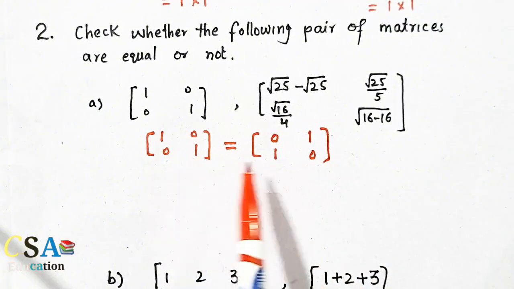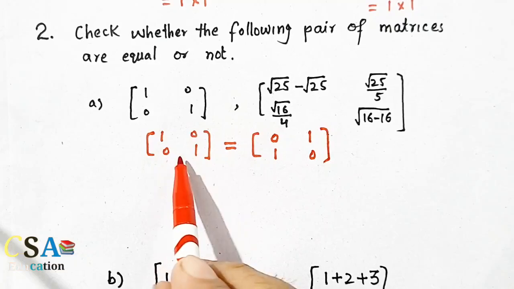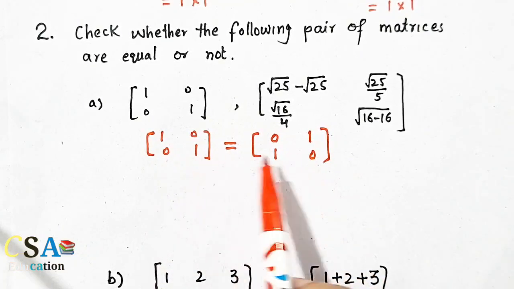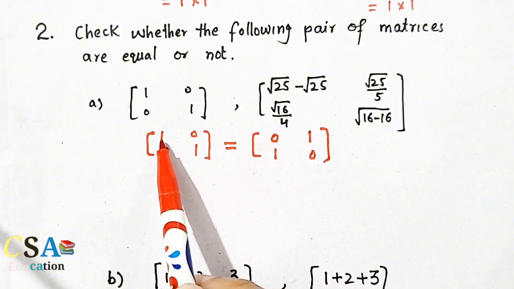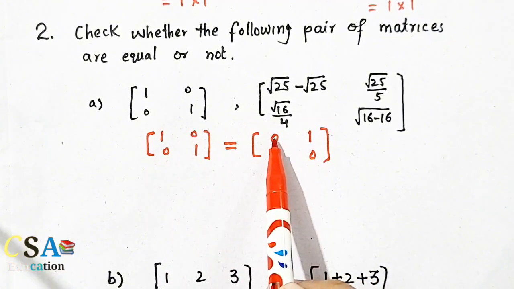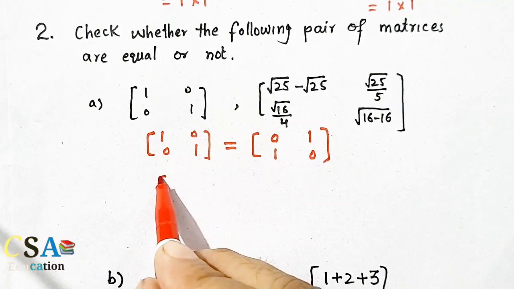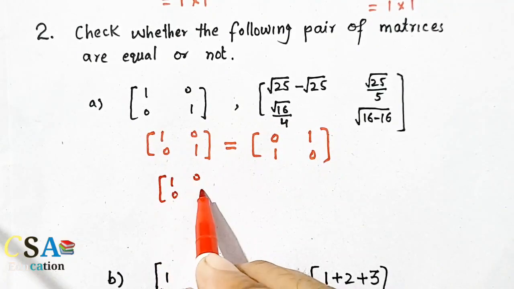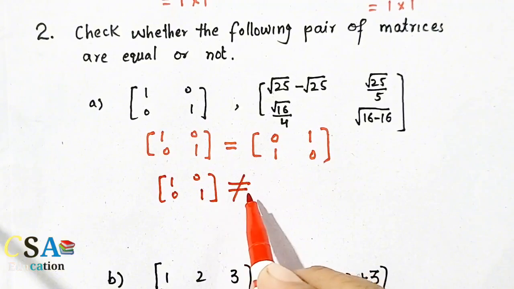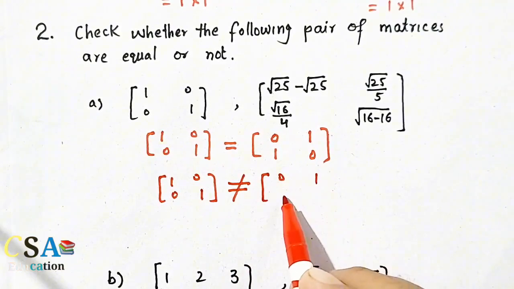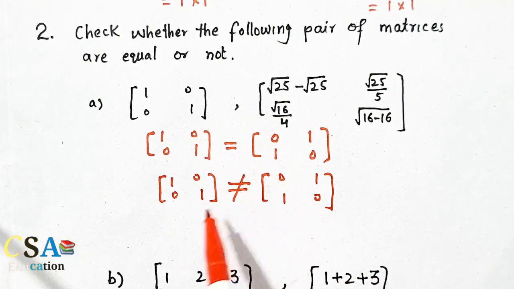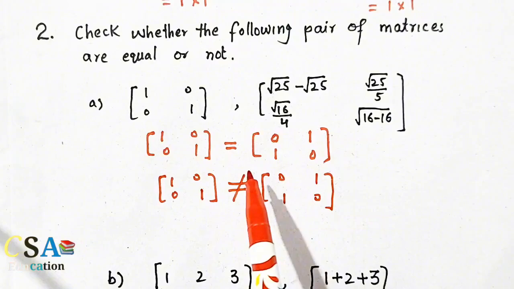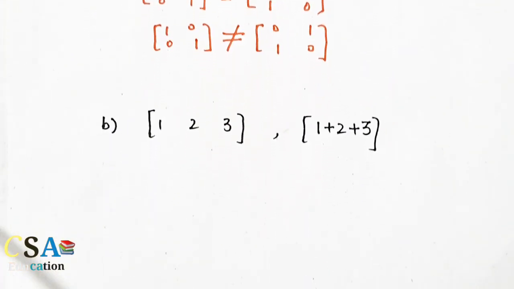If we see these two matrices, its order is 2 by 2 and its order is 2 by 2. Order of both the matrices are same, but corresponding elements are not same. Here first element is 1 and here first element is 0. So that's why these matrices, meaning 1 0 0 1, is not equal to 0 1 1 0. Here you can put not equal to, or a step extra you can do to verify that these two matrices are not equal.